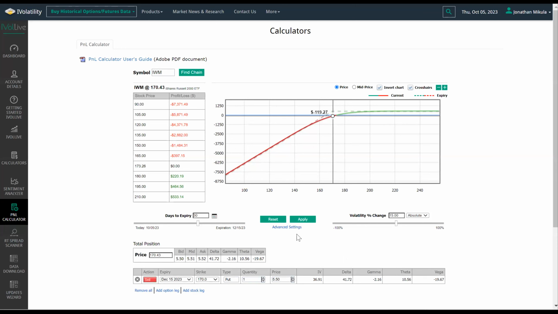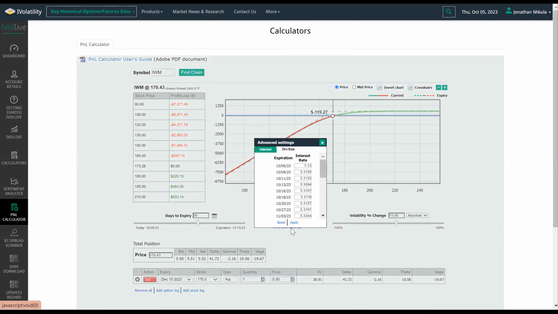Other neat things you could do with the P&L calculator in terms of scenarios is you can go to these advanced settings, and then you could say, well, what happens if interest rates change?